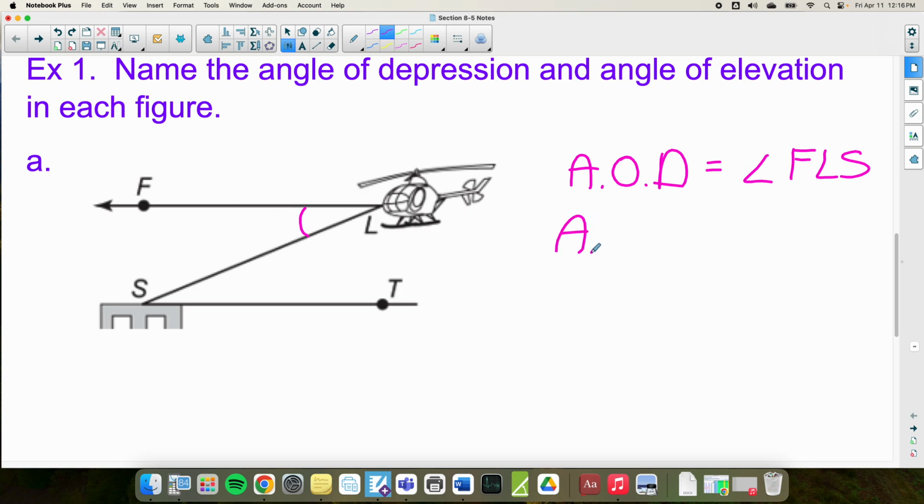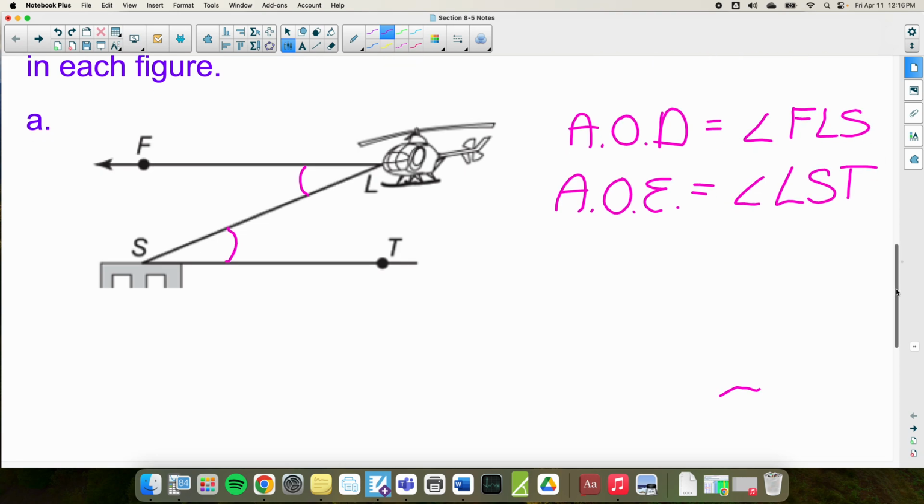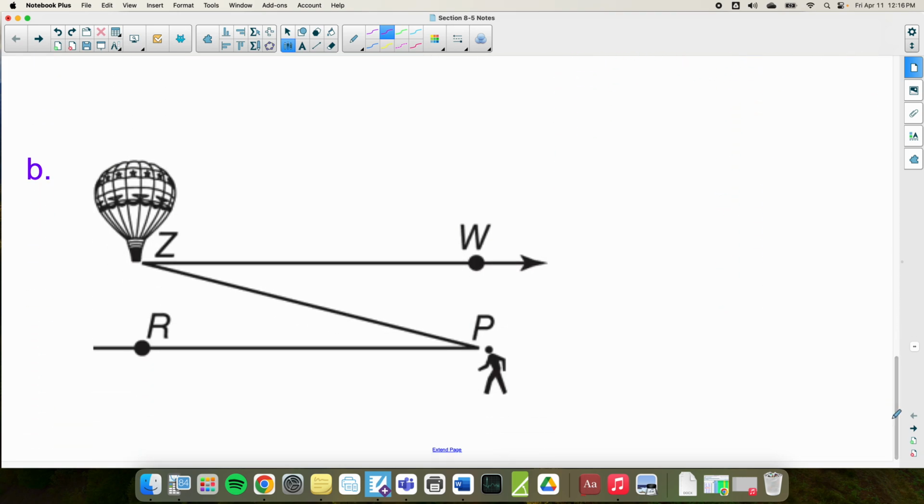Then we're gonna have an angle of elevation. That is this angle. Somebody on the top of that building is looking up at the helicopter. And when I name that angle, do you guys get that S has to be in the middle? So I could say angle LST or TSL, okay? I'm gonna do LST.